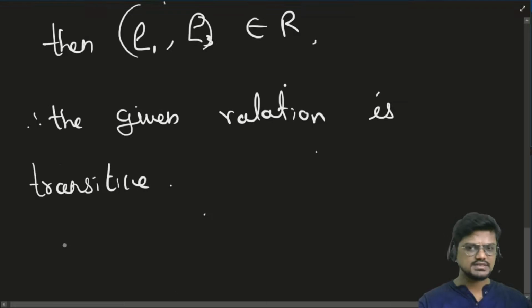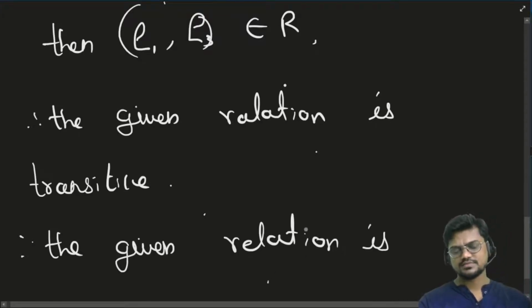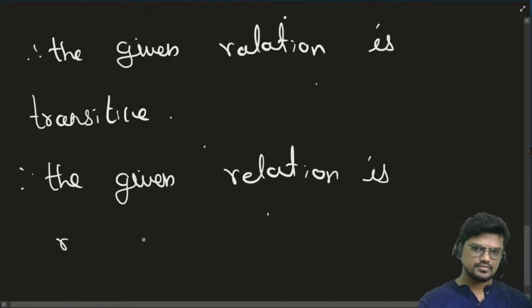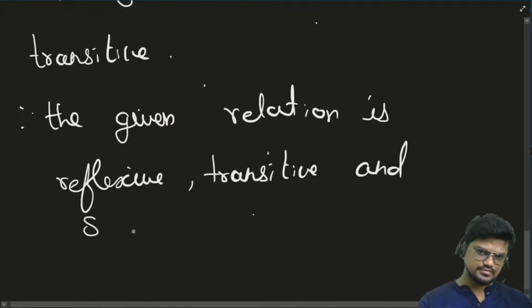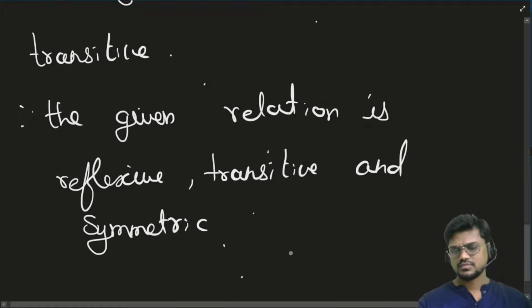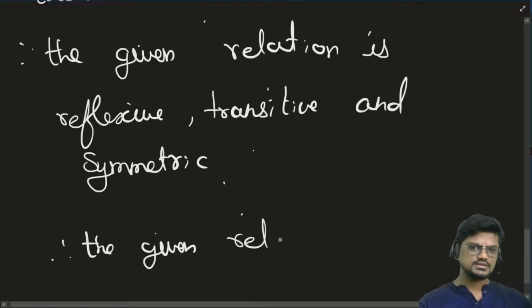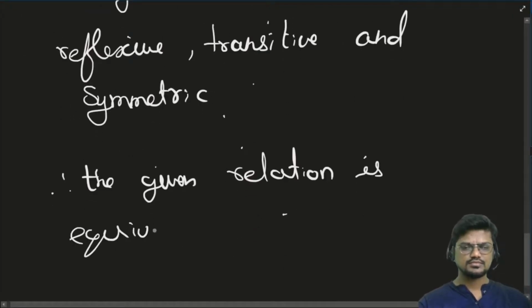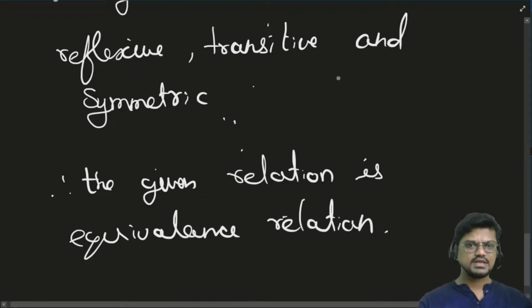Now, since the given relation is reflexive, transitive, and symmetric, therefore the given relation is an equivalence relation. Is this clear, guys? Please type in the chat box yes or no.